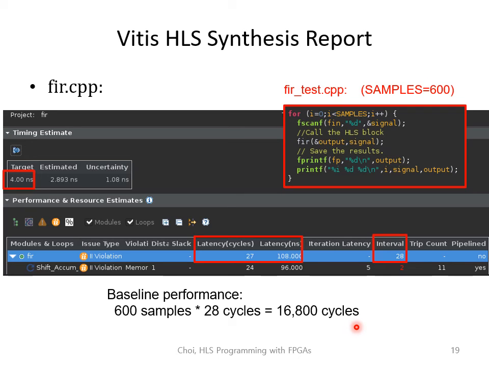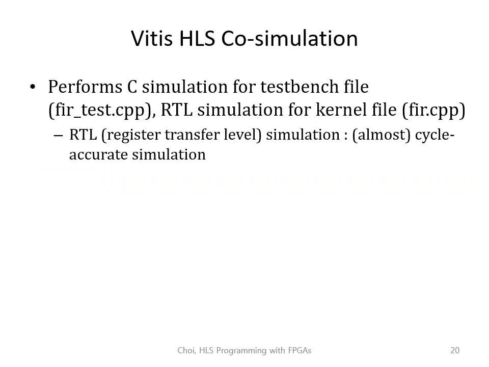But for now, let's try to confirm that our calculation of the overall cycles is correct. To do this, let's run something called a co-simulation. Vitis HLS co-simulation performs C simulation for the test bench file and the RTL simulation for the kernel file. It is useful because RTL simulation is almost cycle accurate, and we can get an accurate performance estimation. In addition, we can see the waveform for debugging purposes.